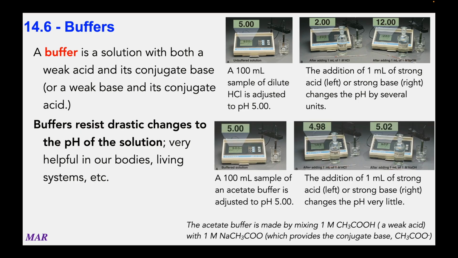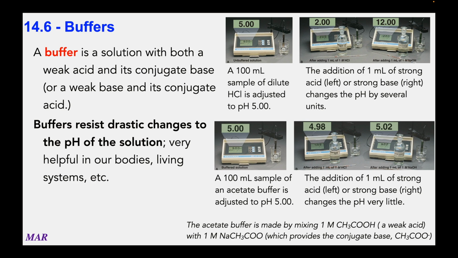Now here's an example, same kind of problem. We have 100 milliliters, the same volume, but this is an acetate buffer. This means that we have acetic acid and acetate, and it's been adjusted to a pH of 5. On the right, we have the same conditions. We're adding a milliliter of strong acid or strong base to the same stuff, but look what happens. What made the pH go from 5 to 2 above went from 5 to 4.98 when we added the strong acid to the buffer. And what made the solution on top go from a pH of 5 to a pH of 12 upon adding sodium hydroxide, the pH of the buffered solution went from 5.00 to 5.02.